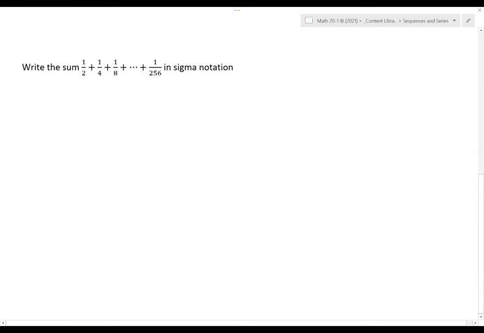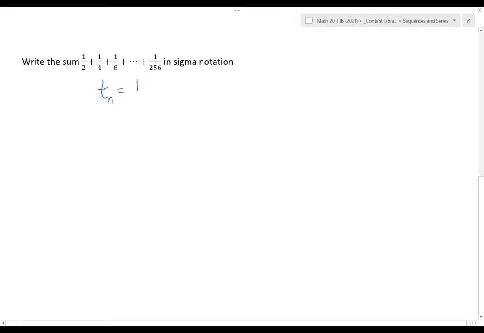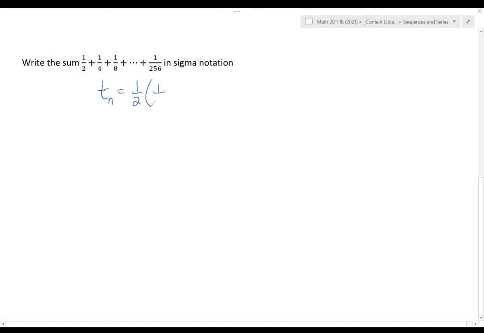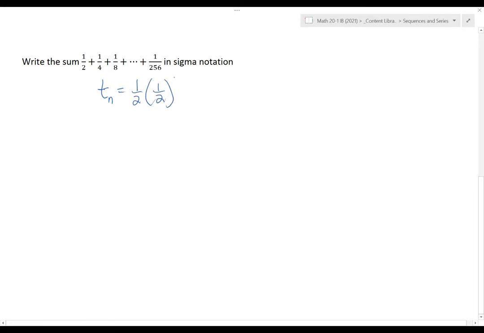Working the other way, if I have this sum and we just want to write it in sigma notation, so we want to shorthand it, which means I'm going to need a formula, and I'm going to need to know how many terms I have. So looking at this one, we multiply by 1/2 each time, so this is a geometric series. If I think of this geometric series, T_n, the first term is 1/2. The common ratio is also 1/2. So the general formula is 1/2 times 1/2 to the power of n minus 1.